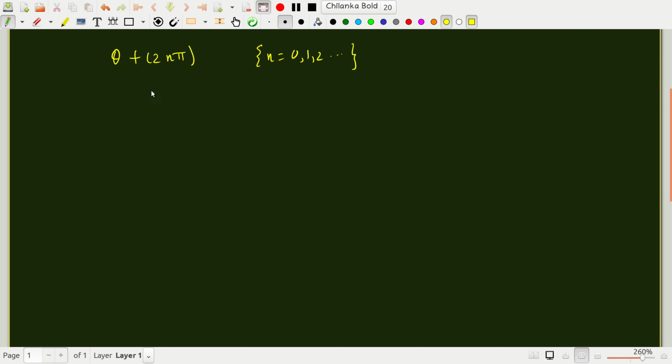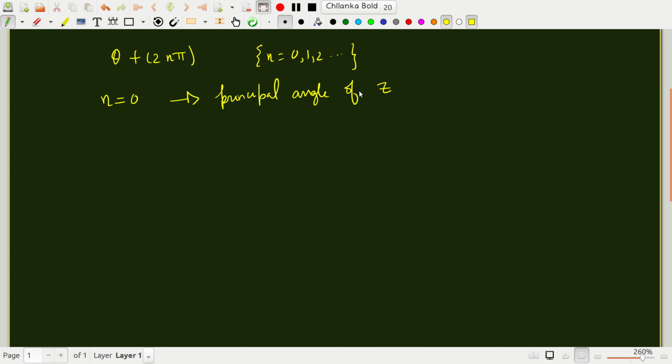So you can add integral multiples of 2 pi to theta and still get the same point. So you can have multiple values of the argument, all representing the same point. But the argument for n equal to 0 is called the principal angle of the complex number z.